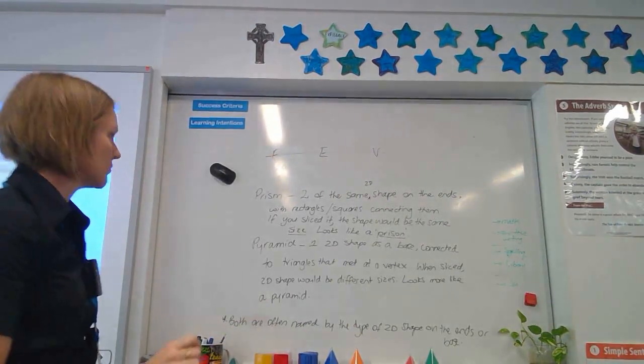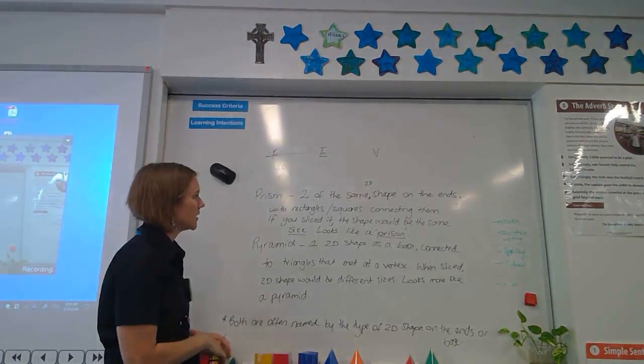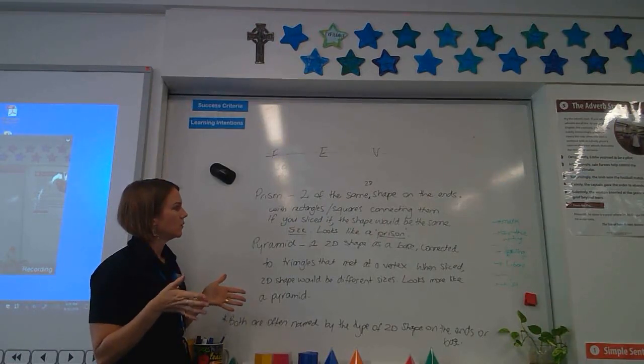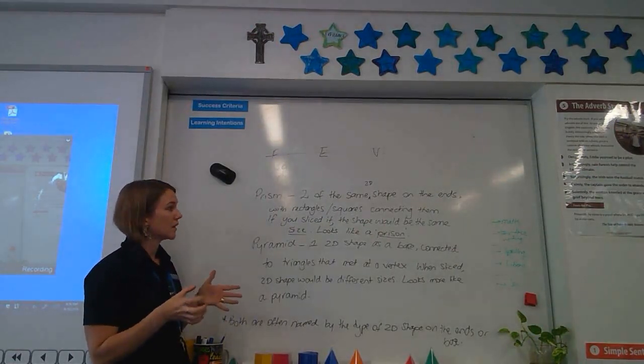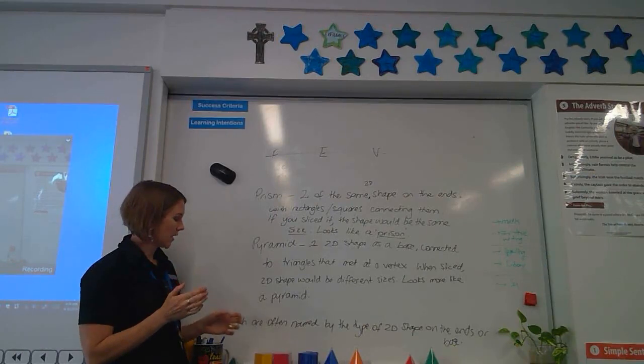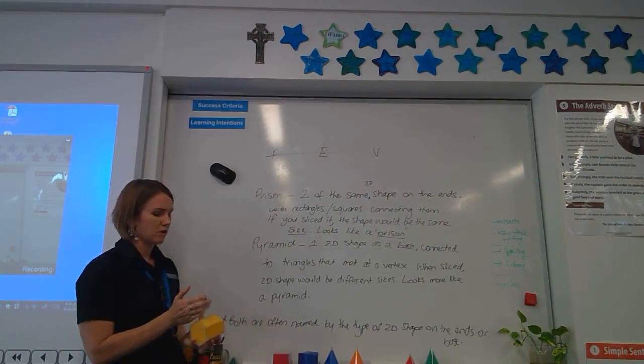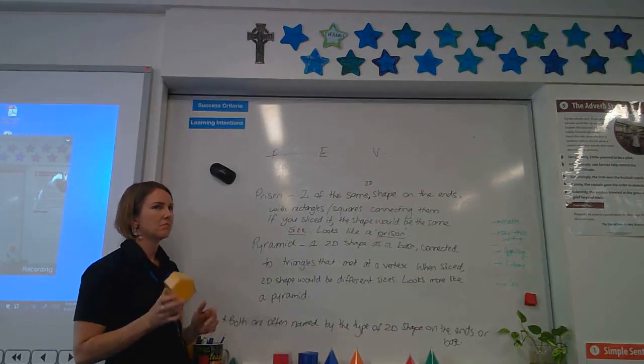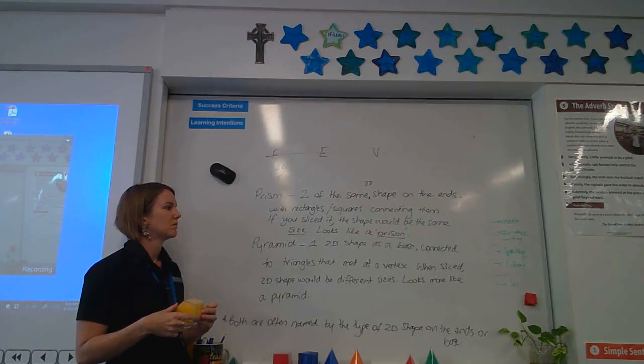So just reading through these notes on the board. A prism: two of the same 2D shape on the ends with rectangles or squares connecting them. If you sliced it, the shape would be the same size and it looks like a prison. Maybe like a Harry Potter prison.